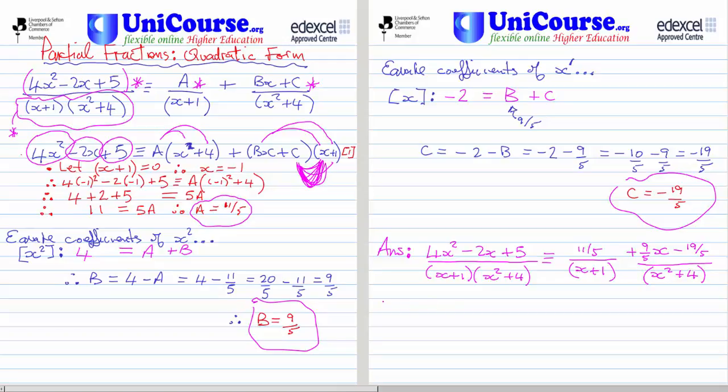And again, you can check this by reverse engineering this thing here. Find a common denominator, multiply out as normal, as you've seen in the previous two videos. And I think you will confirm, because this has been triple checked, that the answer is indeed correct.